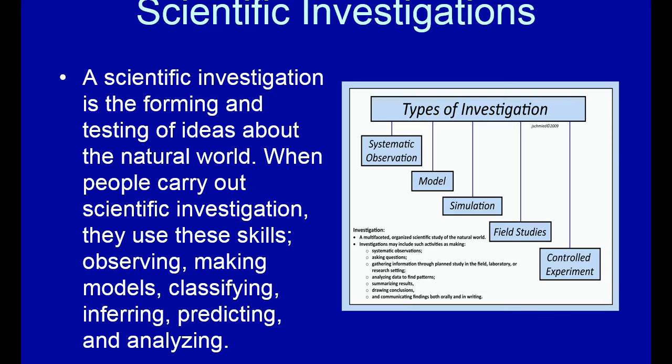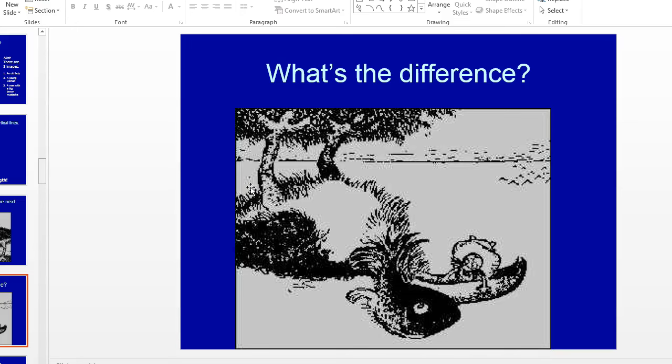Scientific investigations are just, and we're going to talk about the different kinds, we hopefully did talk about the different kinds Tuesday in class, of the investigations that we're really going to focus on. But there's lots of different kinds. All of them are going to include activities like observations, asking questions, gathering information, analyzing that data, summarizing the results, and drawing conclusions.